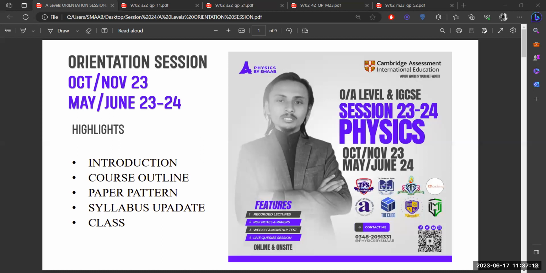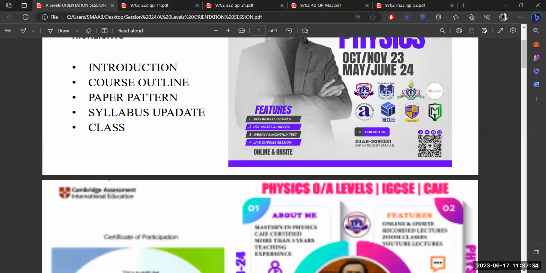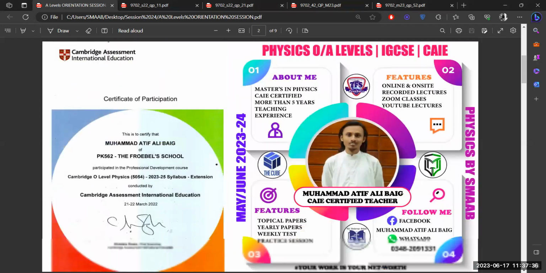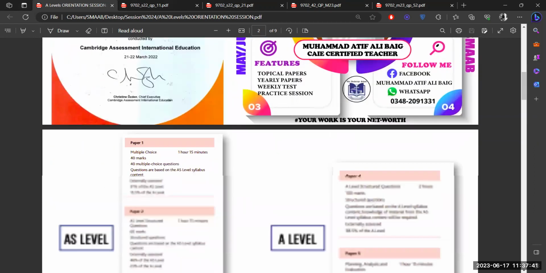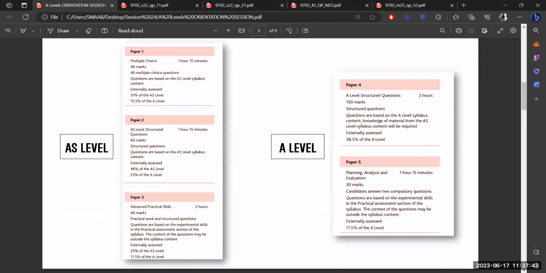So today we are going to discuss those patterns, those chapters, and those types of papers which are going to be assessed in your final exam for AS and A2. So this orientation is just for the basic knowledge and the paper pattern or the course outline. So today we are going to talk about those papers and those concepts which are related to your physics A levels. So first of all, let's talk about what is the difference between AS and A level.